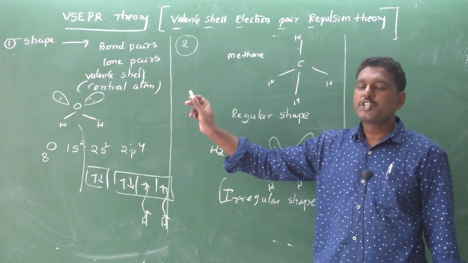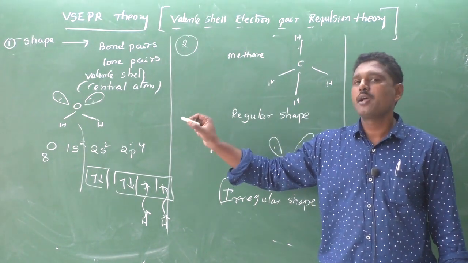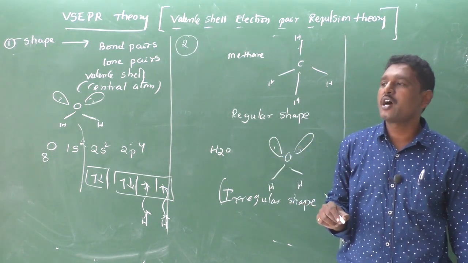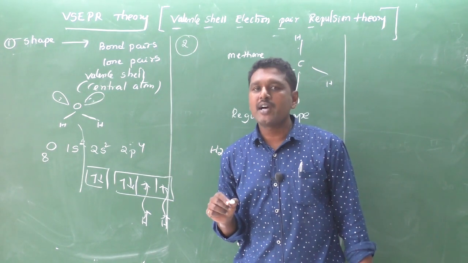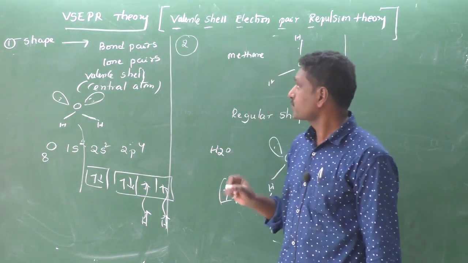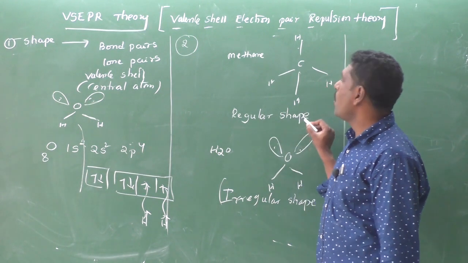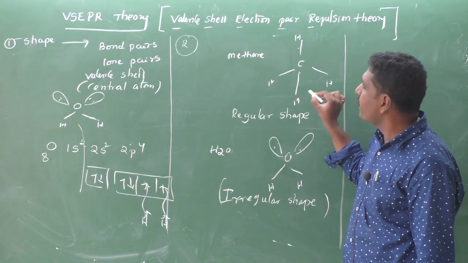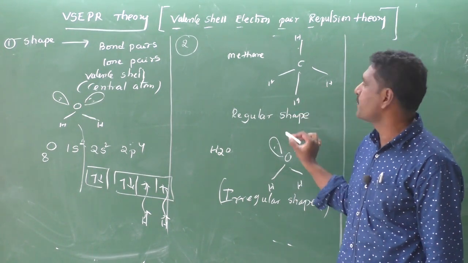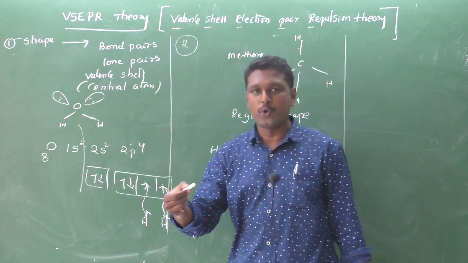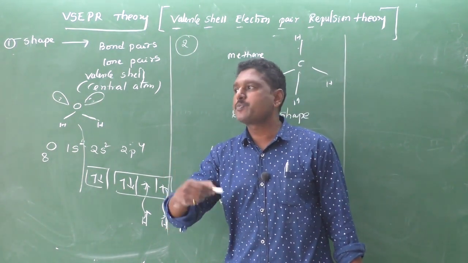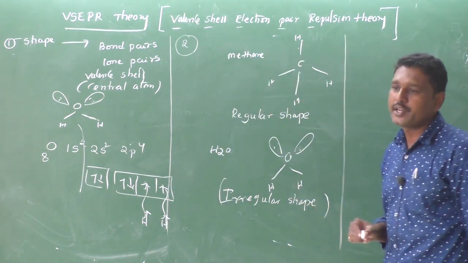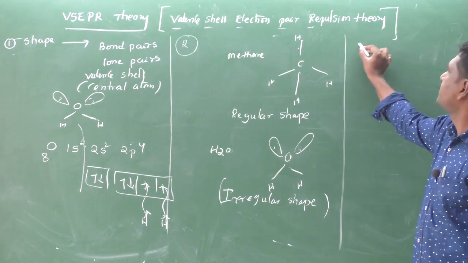So this is the first point and this is the second point. The first point is the shape of the molecule is determined by bond pairs as well as lone pairs present in the valency shell of the central atom. The second is that lone pairs and bond pairs also determine the shape of the molecule. If the central atom has only bond pairs, it has a regular shape. If it has bond pairs and lone pairs, it has an irregular shape.